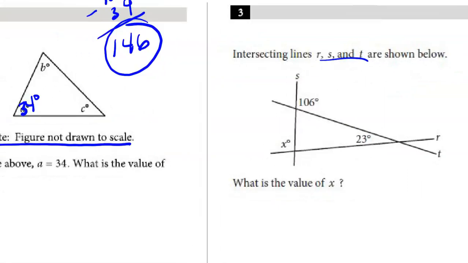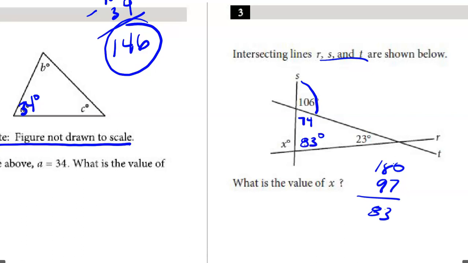So first thing is, straight lines form 180 degrees. So if this is 106, this other piece right here, if I subtract that from 180, it's going to be 74, because that straight line adds up to 180. Well, now I have a triangle right here that I can solve for. So 74 plus 23 is going to be 97. And to get this missing angle, I need to subtract from 180. That's going to give me 83, which goes here.